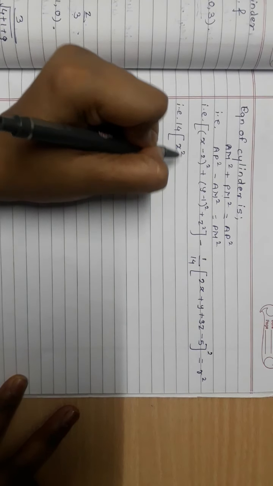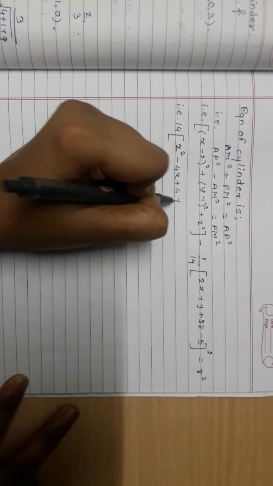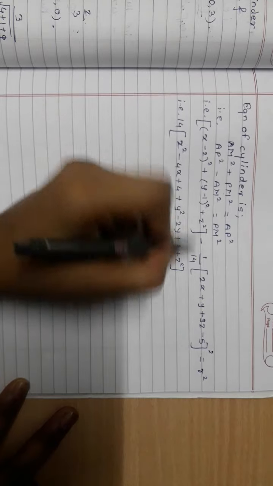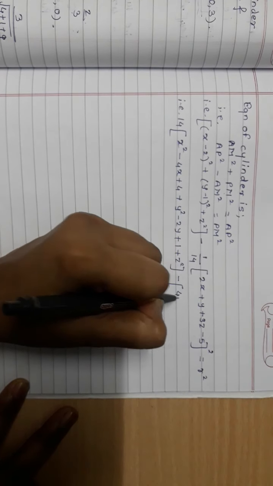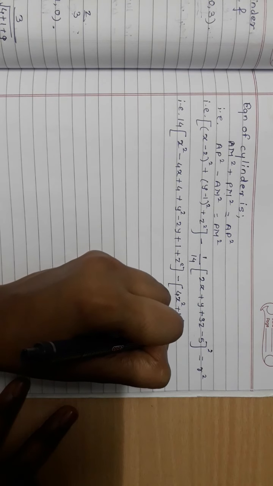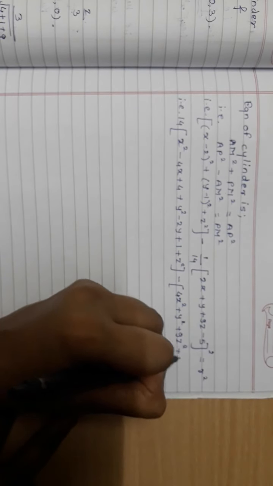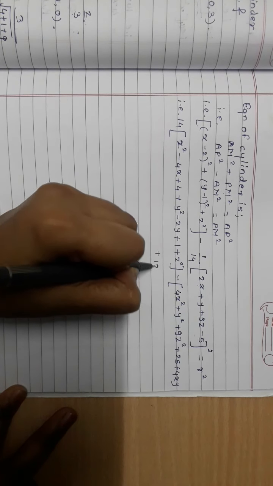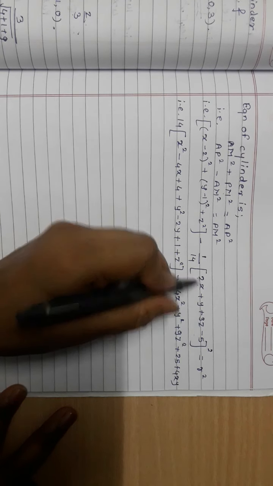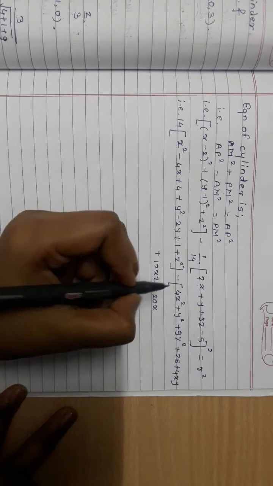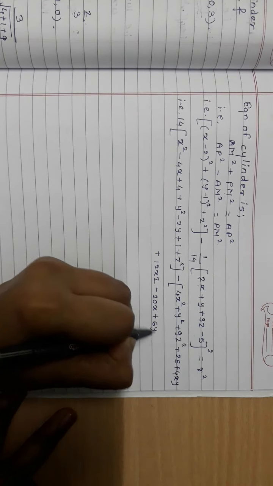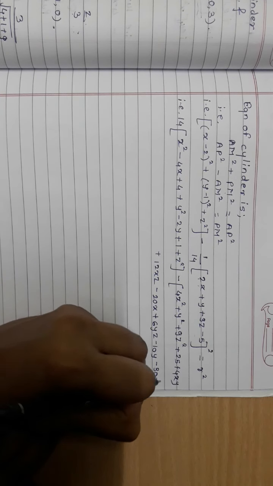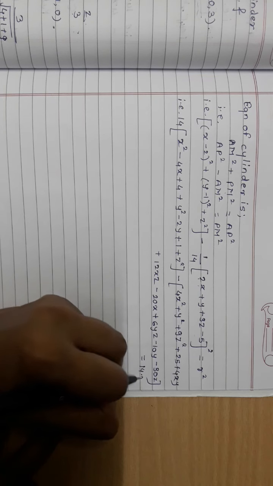14 into x square minus 4x plus 4 plus y square minus 2y plus 1 plus z square. Since I am multiplying by 14, this will get cancelled. Minus the square, which is 4x square plus y square plus 9z square plus 25, and this into this is 4 times xy plus 12 times xz minus this into this 10, so 20 times x, then this into this is 6 times yz, then minus 10 times y, and then the remaining term is 30 times z, and this is equal to 14 times r square.